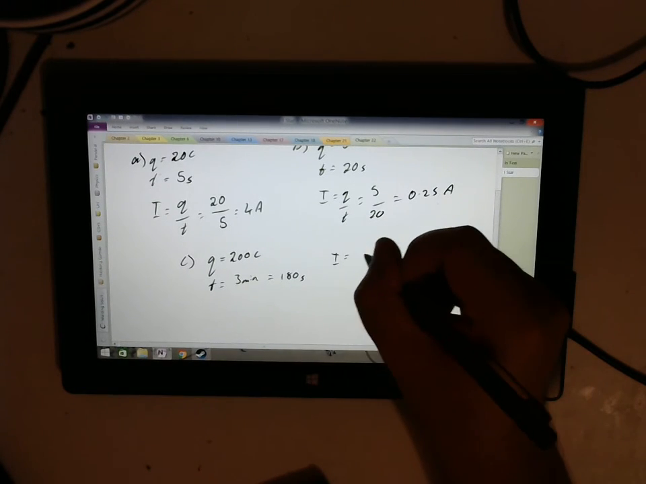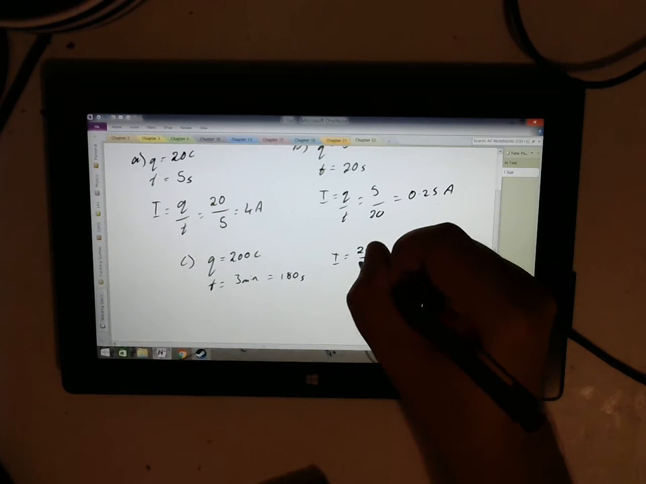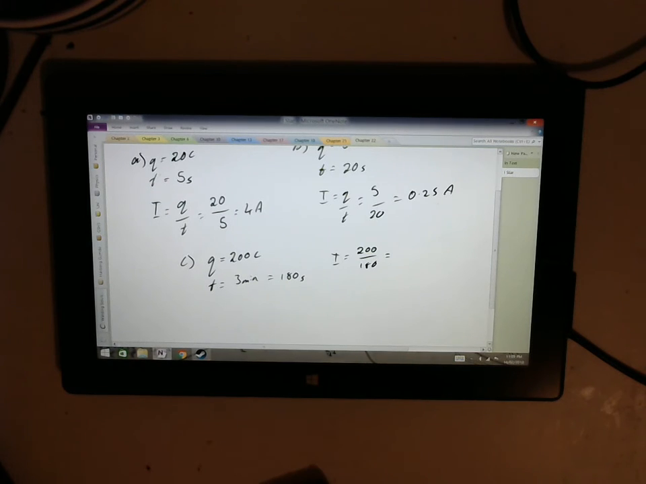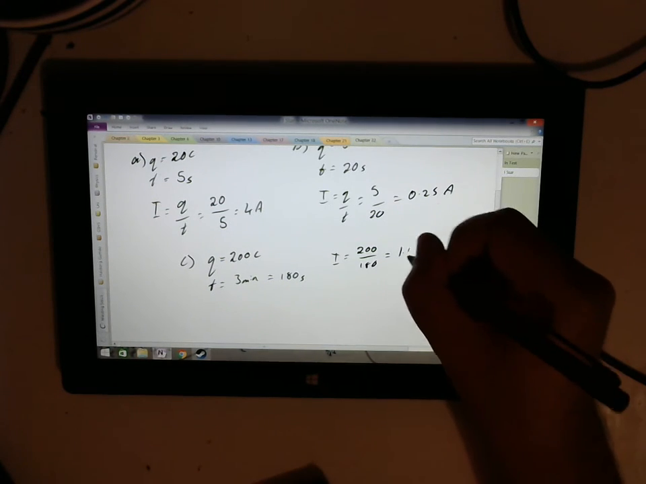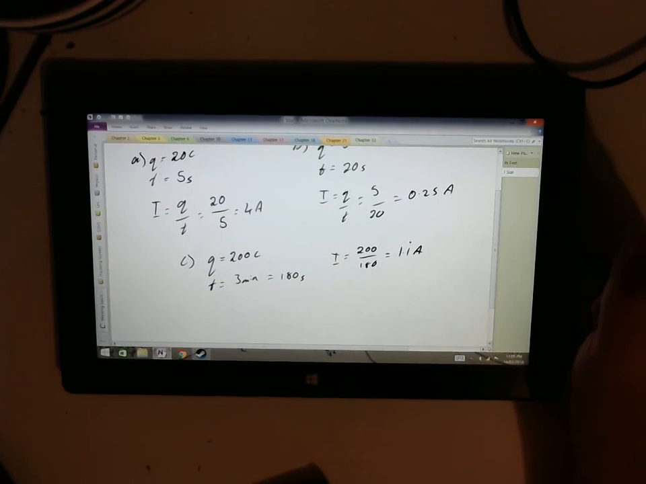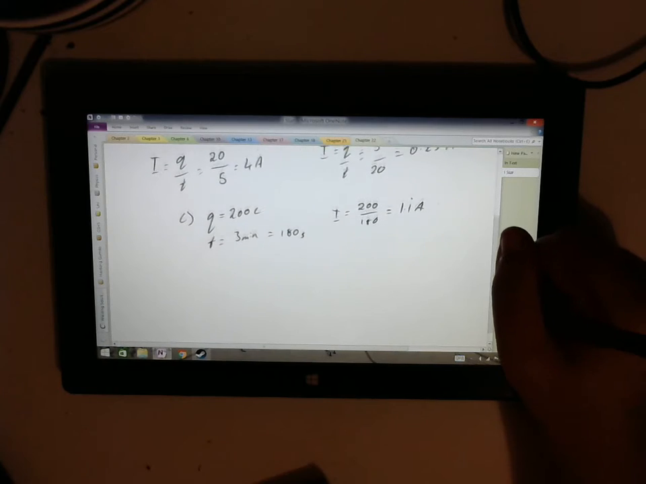So I equals 200 divided by 180, 20 divided by 18, 10 over 9, so it's going to be 1.1-ish. So 200 divided by 180, yeah, 1.1 recurring anyway. Okay, so there's 17. Let's go on to 18.